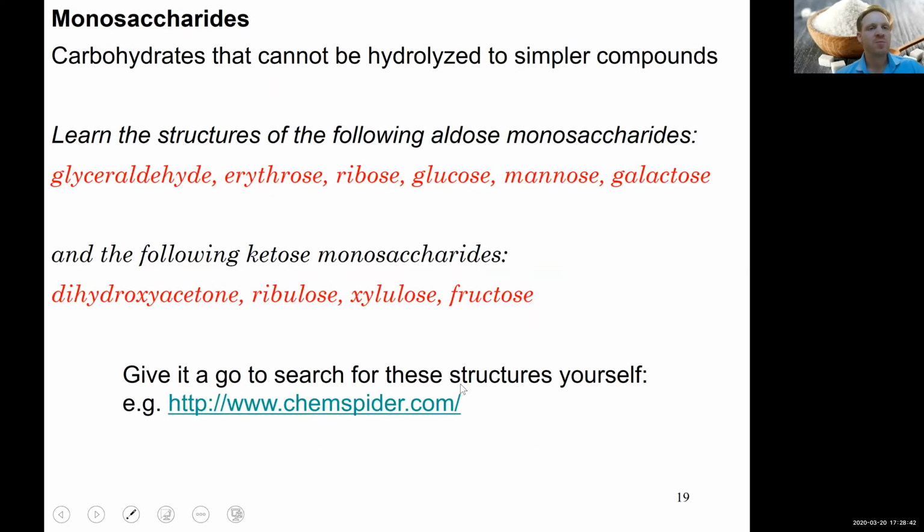All right. Monosaccharides. Monosaccharides are carbohydrates that cannot be hydrolyzed into simpler compounds. These are essentially our smallest sugars, if you will. We will look at a few that can be hydrolyzed in the next slides, but these are our smallest ones, and a few are listed here. There are many different sugars; these are the ones that I would ask you to be able to recognize. So I'll give you a little task: go out and search for these structures yourself. There are a lot of different tools, one of which I give you here, ChemSpider, where you simply use a keyword search and you can find that structure.